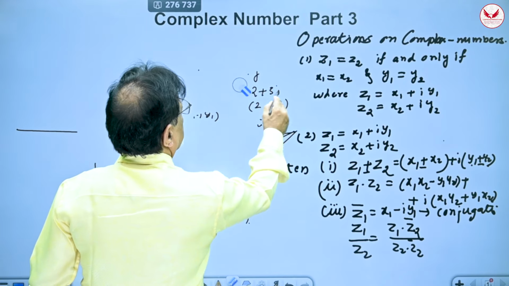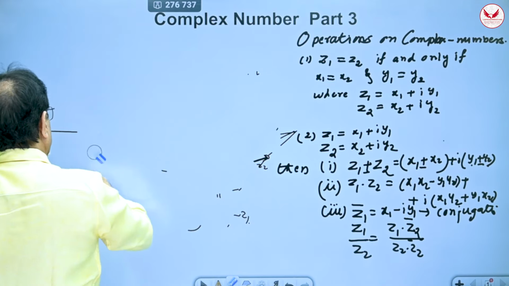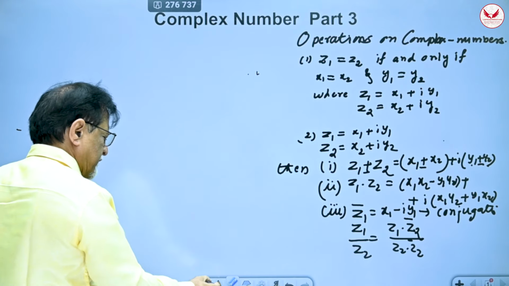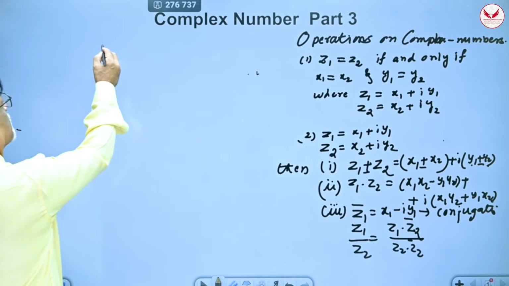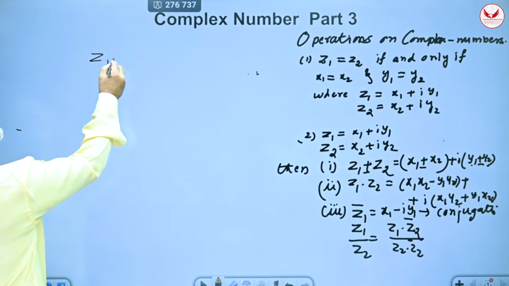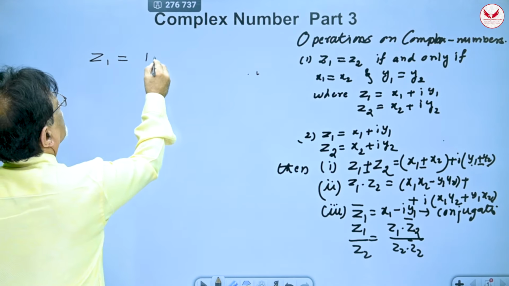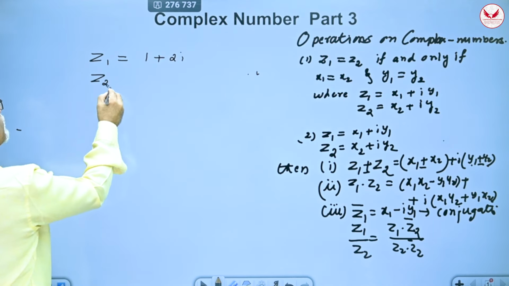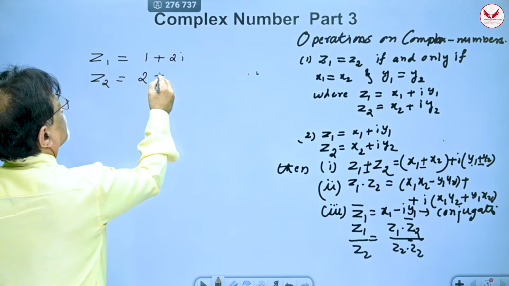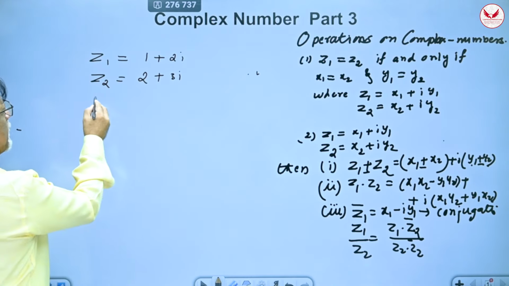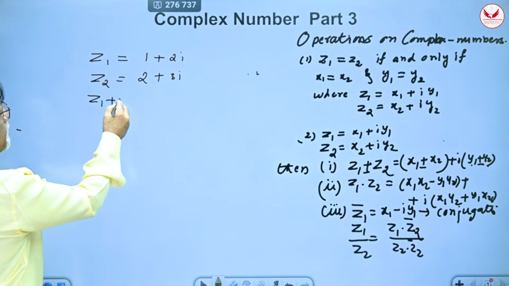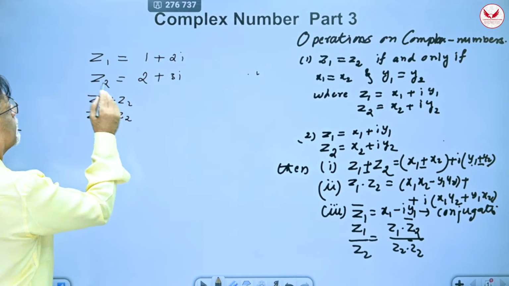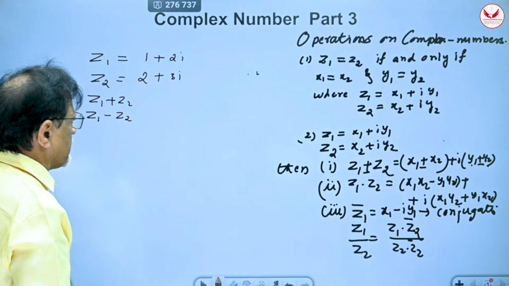I'll give you a numerical example which will be sufficient for you to understand this concept. Let us take a very simple example. Let us take a number called z1, which is equal to 1 plus 2i. Let us take another number z2, which is nothing but 2 plus 3i. Now let us draw the diagram of z1 plus z2. We'll also draw the diagram of z1 minus z2. Okay. How does it represent? Very simple.